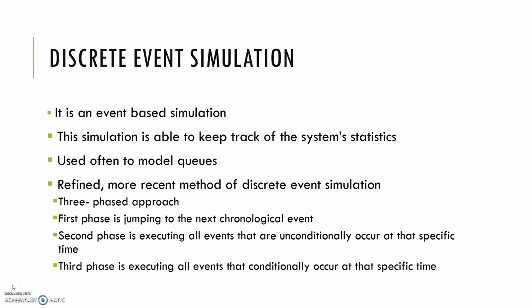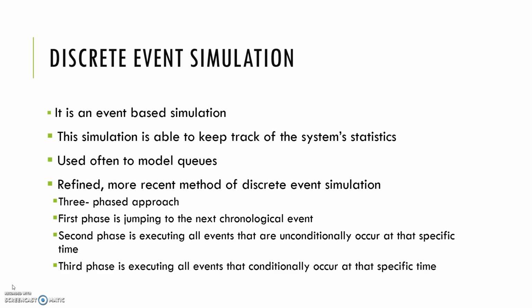So going into a description of the three types of simulations that Ashley just defined for you, we have the discrete event simulation, and this is an event-based simulation. The simulation is able to keep track of the system statistics, and it's used a lot of times for modeling queues. That's because discrete event simulations simulate things that are countable, and queues have countable data such as wait time and number of people in the queues.